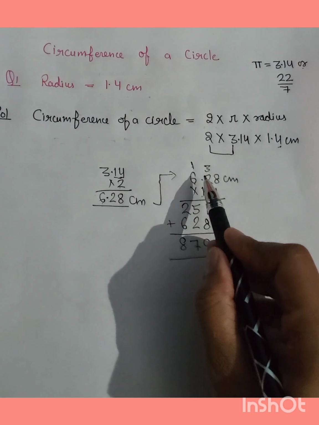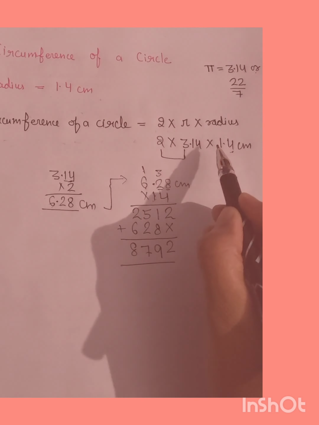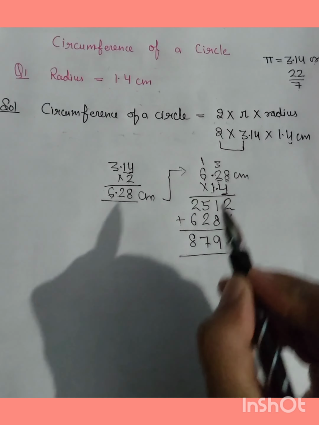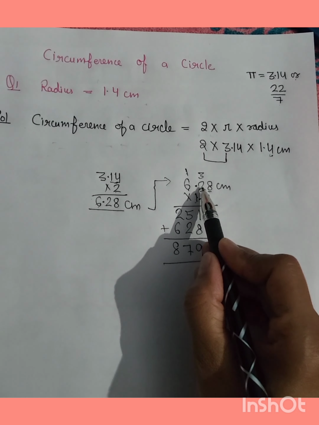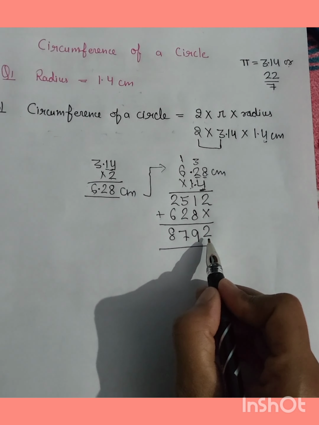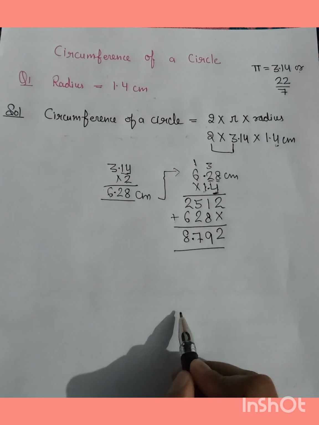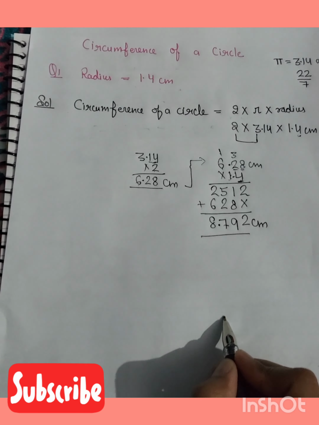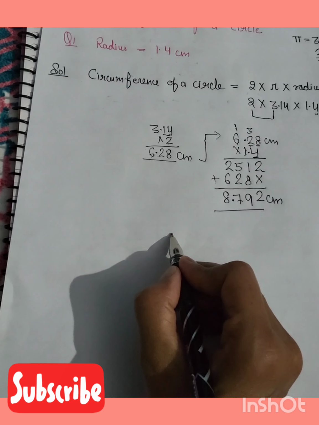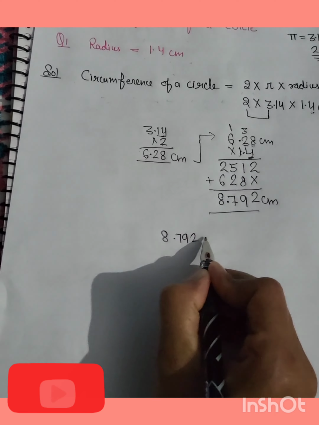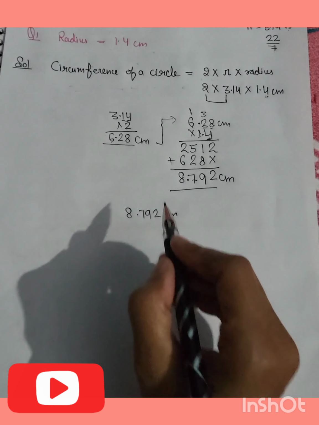Now I will look at the decimal. There are two decimal places here and one decimal place here, so the total number of decimal places is 1, 2, 3. So in the answer, before the last 3 digits I will put the decimal, and this is in centimeters. So the circumference of the circle is 8.792 centimeter. I hope it is clear to you.